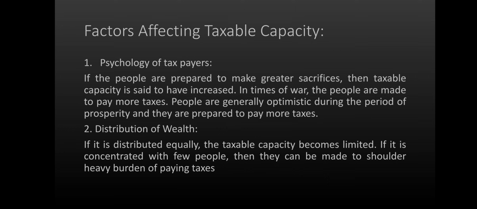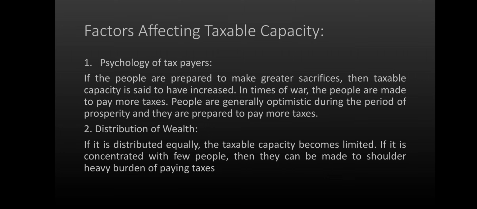So now we will see what are the factors affecting taxable capacity. The first factor affecting taxable capacity is the psychology of the taxpayers. If the taxpayers are more loyal to the nation, they will be paying more tax. Their willingness will be more. For example, in times of war and natural calamities, the citizens will come forward and contribute to the donations being received by the government. So the psychology of the taxpayers plays a major role in deciding the taxable capacity of the country.